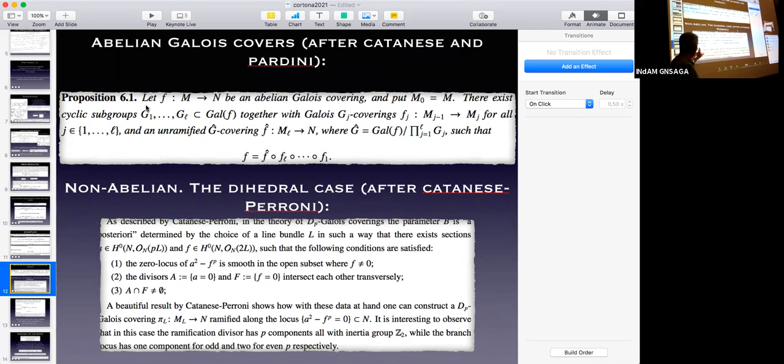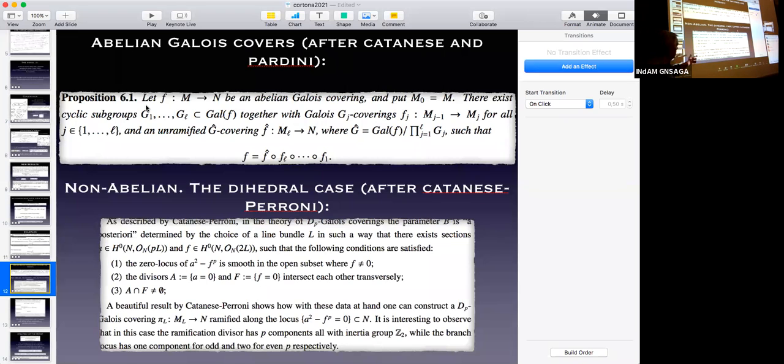And actually they should meet. Okay. They should really meet, and transversely. If you have this data, what they prove is that you have such a Galois cover. So such a manifold M_L exists, and it is ramified exactly on this locus here.